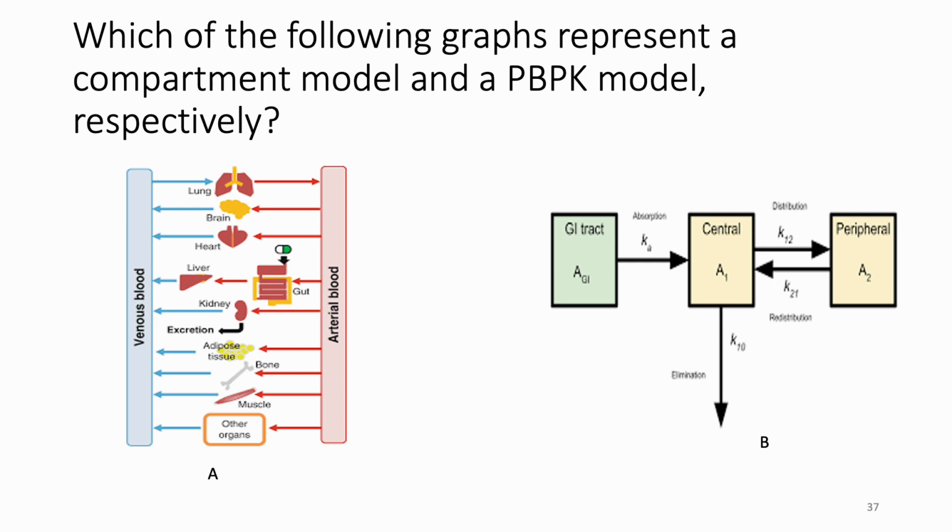Question. Which of the following graphs represent a compartment model and a PBPK model respectively? You have 2 graphs, A and B, so name A and B respectively, either for compartment model or for PBPK model. PBPK is physiologically based pharmacokinetic. You have 10 seconds to answer this question.